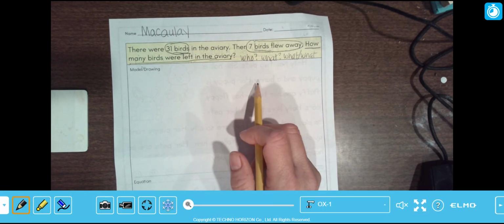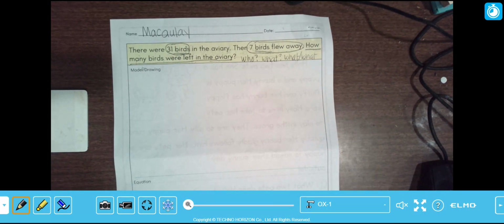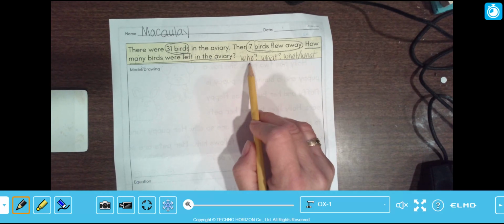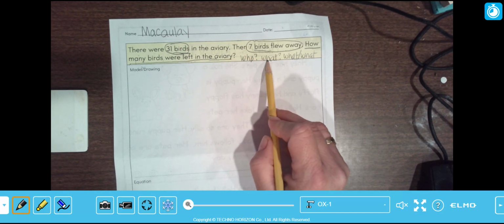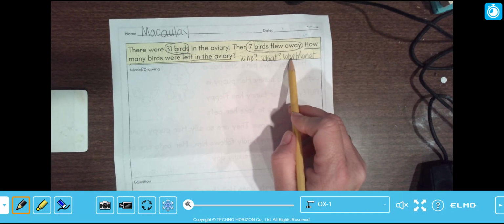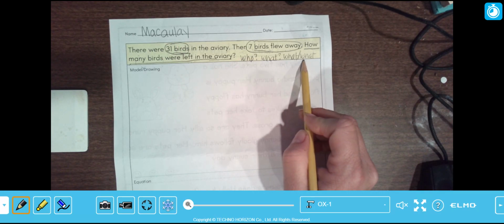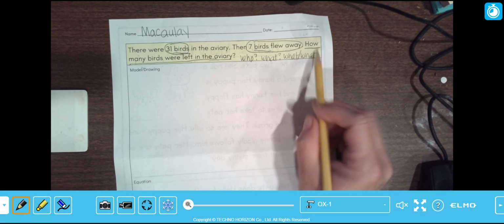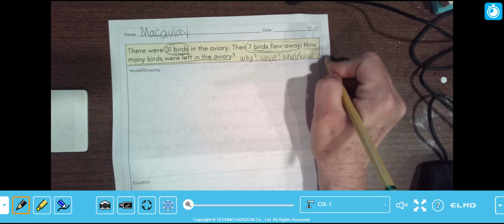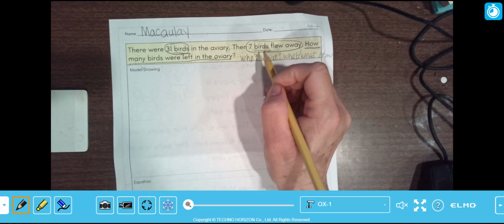Okay? So when you do that, lovies, when you read a word problem, it's good to read it about 3 times so that you can find out who it's about, what happened, what we do know, and what we need to find out. And then you'll find out how to solve it. So now I know I'm going to subtract.